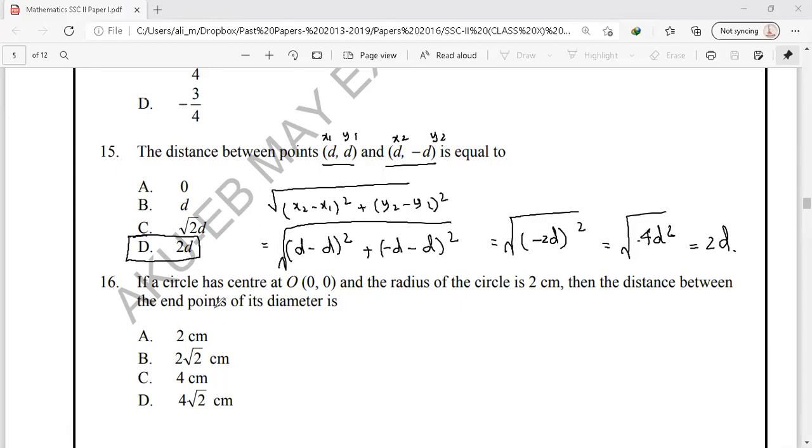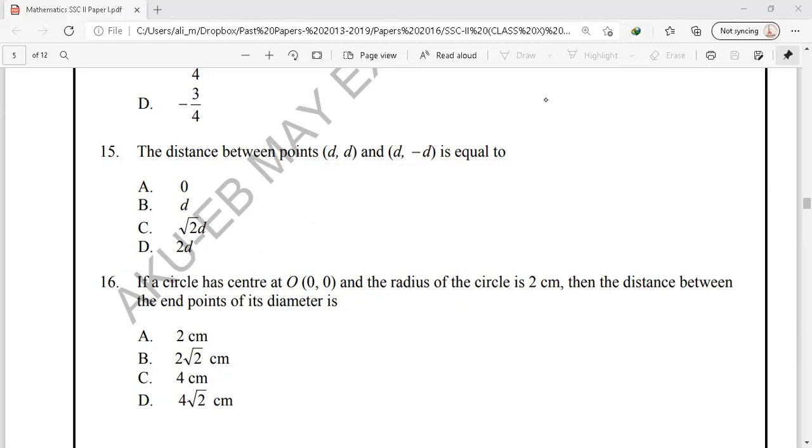In question number 16, a circle has a center at the origin, and the radius of the circle is 2 centimeters. So let's take the circle, and the origin of the circle is 0 comma 0, and the radius of the circle is 2 centimeters. So let's mark this point, and we have the radius 2 centimeters. We have to find the distance between the end points of the diameter. So diameter is actually double the radius. So if radius is 2 centimeters, our diameter would be equal to 4 centimeters. So the correct answer for question number 16 is 4 centimeters.